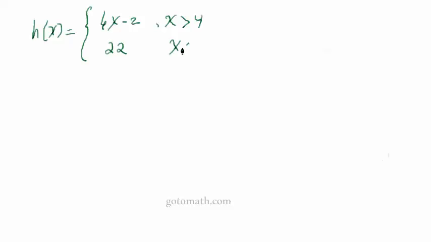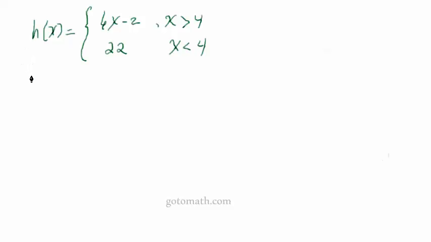We got h of x. How about some funky green? 6x minus 2, and x is greater than 4. And then we got 22, some constant here, and x is less than 4. Whoa, doggies, what's all that?